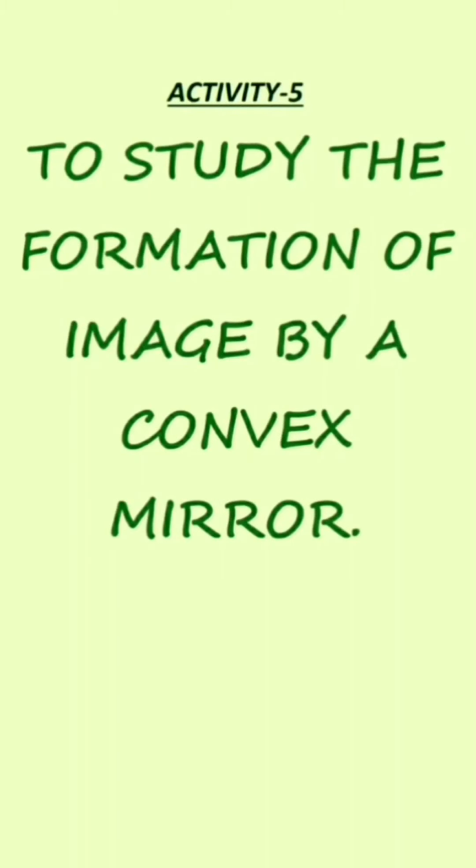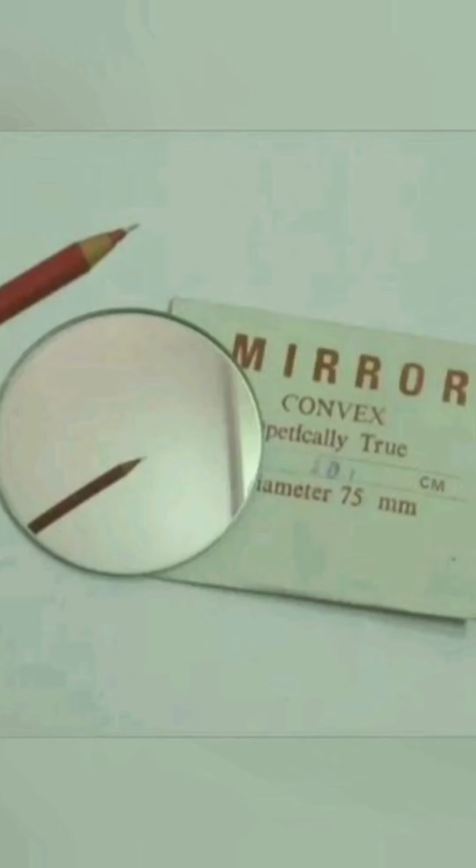In activity 5, we are going to observe the position, nature and size of the image formed by a convex mirror. For this, we need a convex mirror and a pencil. Hold a pencil in the upright position and observe the image of the pencil in the convex mirror. The image formed is erect and smaller than the object. Now, as the pencil is moved away from the mirror slowly, the image becomes smaller and also moves farther away from the mirror.